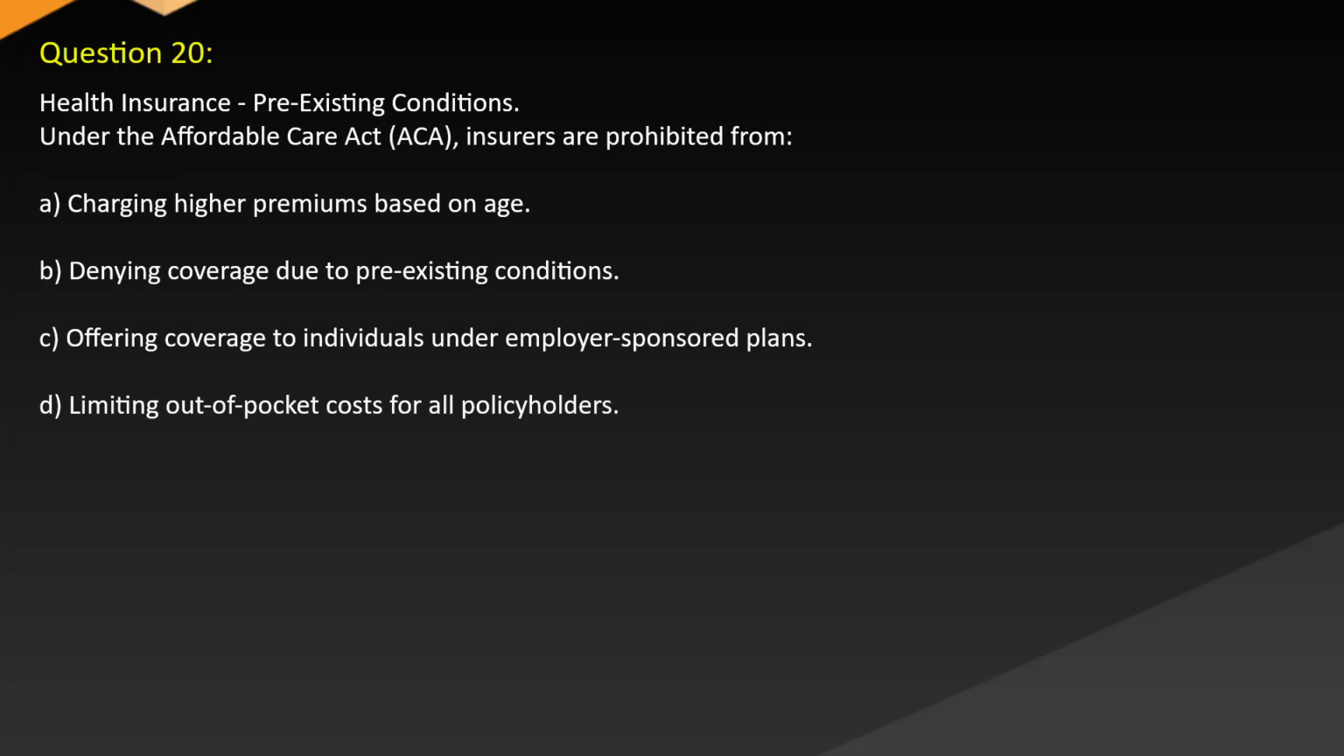Question 20. Health insurance. Pre-existing conditions. Under the Affordable Care Act, insurers are prohibited from A. charging higher premiums based on age. B. denying coverage due to pre-existing conditions. C. offering coverage to individuals under employer-sponsored plans. D. limiting out-of-pocket costs for all policyholders.